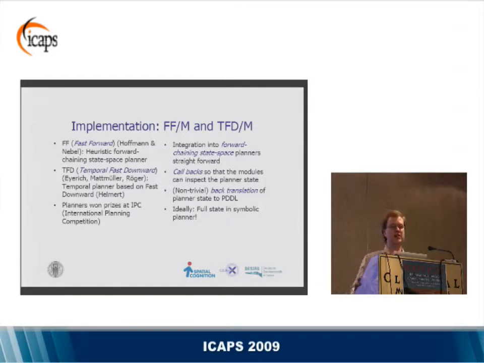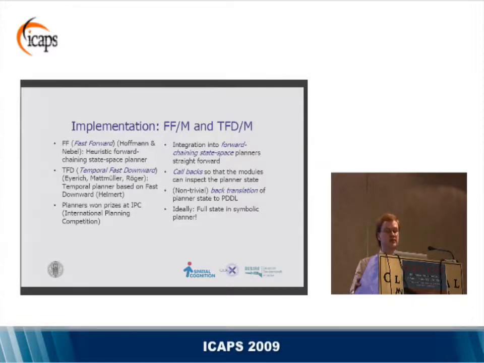Okay, we have 2 implementations. One is in FF, which is I think well known, and the other one is in TFD, which is based on Fast Downward. Both planners are efficiently implemented, so we have a good start. And the integration of these semantic attachments into forward-chaining state space planners is actually quite straightforward. You just evaluate the states, and when you look at a predicate or an effect which has a procedure attached to it, you just need to call this procedure.